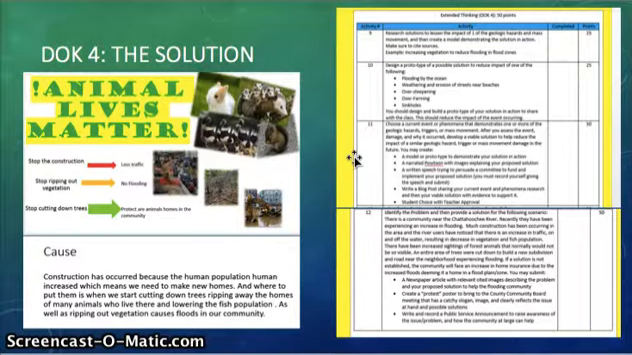Then for DOK4, the solution, this is where they go one step further and create a product that explains a solution to some of these geologic hazard incidences. In this case, there was a scenario. This one right here is a scenario that I created about the Chattahoochee River and the impact humans were having. The ultimate cause were human decisions. And they could create a protest poster, and that is what this particular student did.